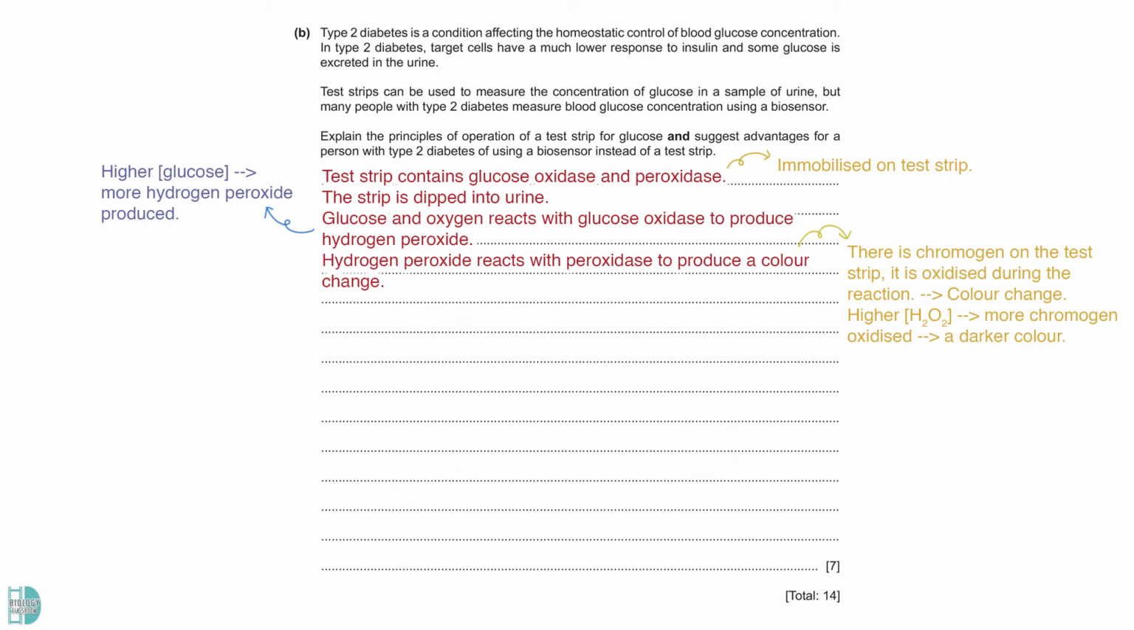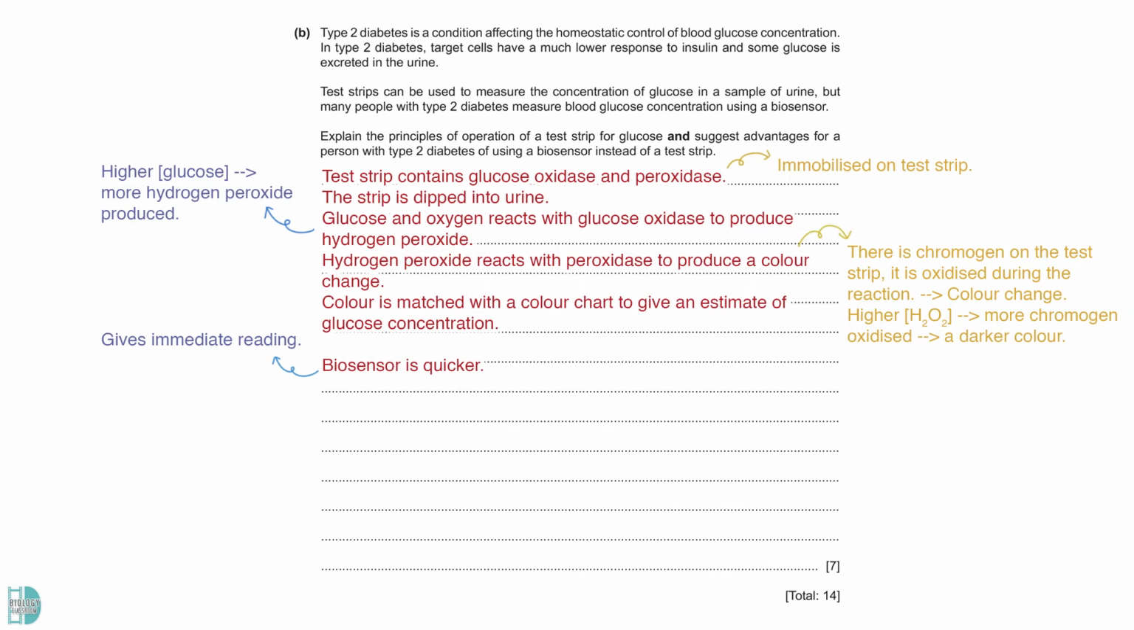Hydrogen peroxide will then react with peroxidase. Another substance called chromogen on the test strip will be oxidized during the reaction. This leads to a color change. A higher hydrogen peroxide concentration causes more chromogen to be oxidized, resulting in a darker color. The color is matched with a color chart to give an estimate of glucose concentration.